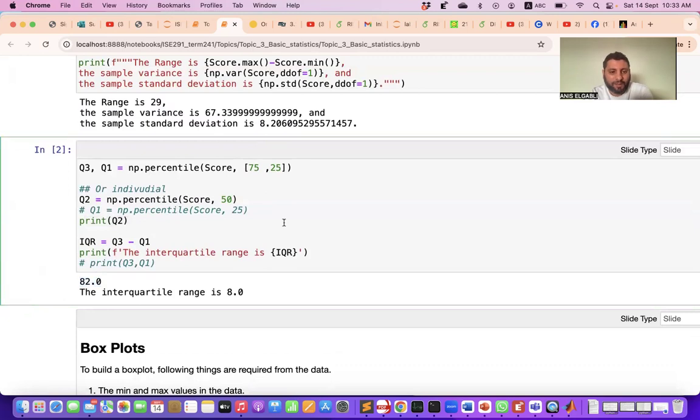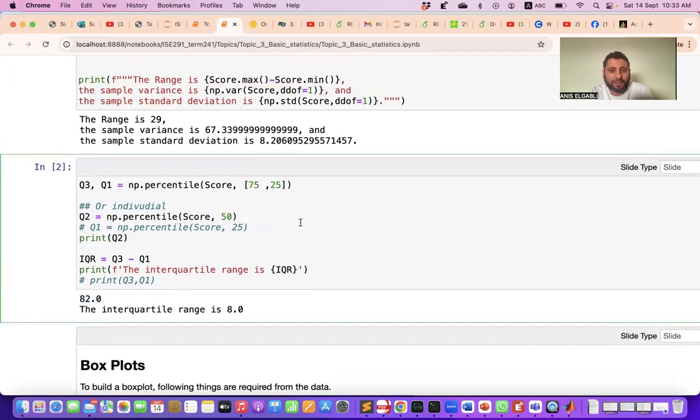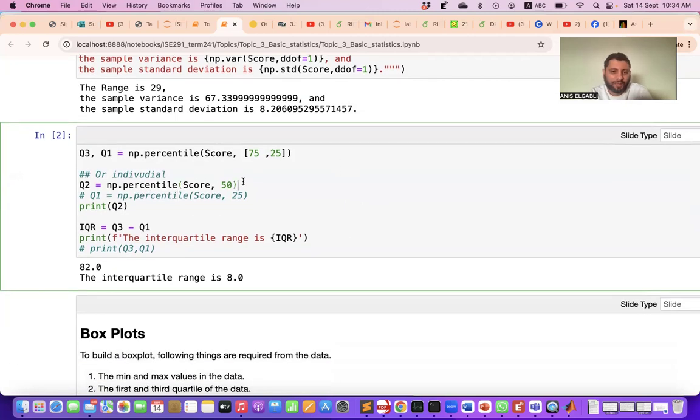Since the number of samples is odd, the median is the value of the one in the middle. And if the number of samples is even, then we take the two in the middle and we take their average, right? You remember? Or you can just, as I said, call this and pass 50 here, and you're going to retrieve the median.